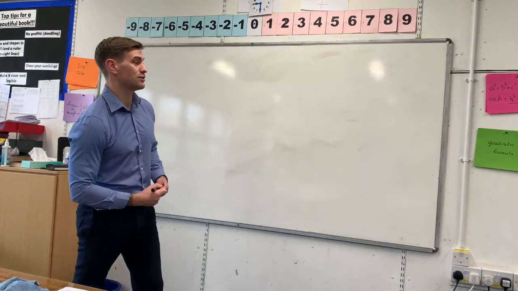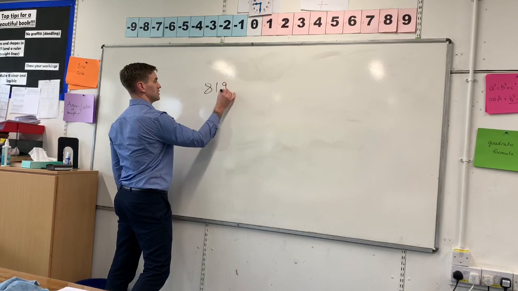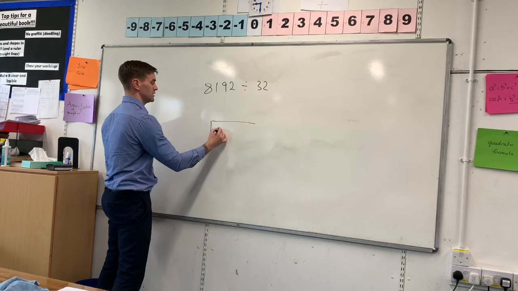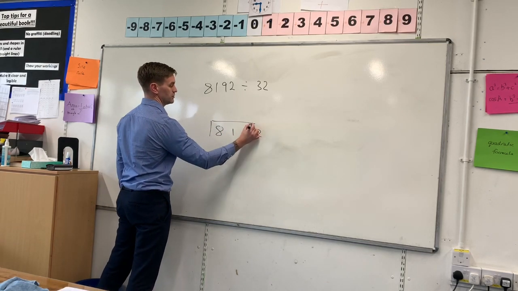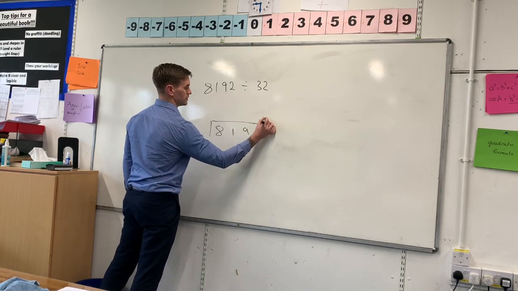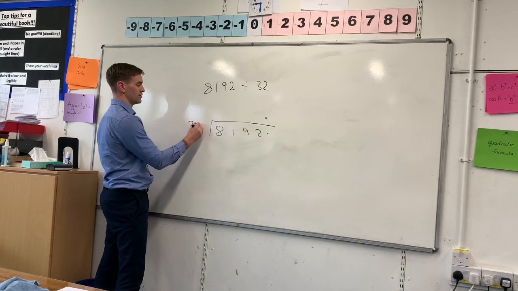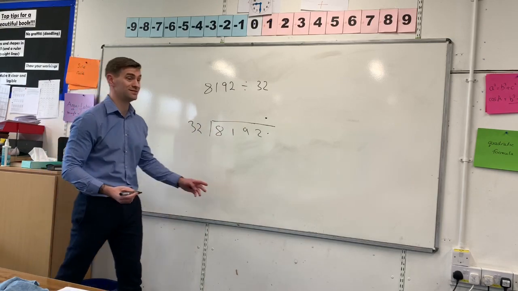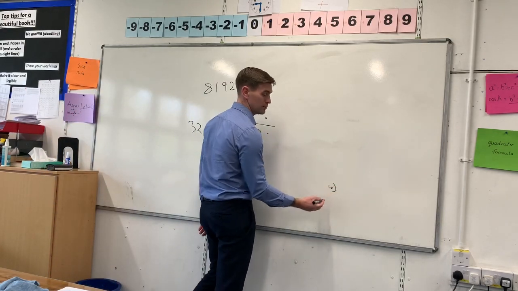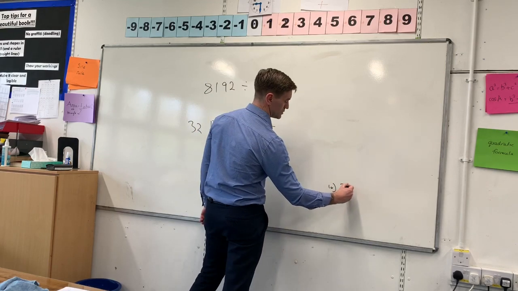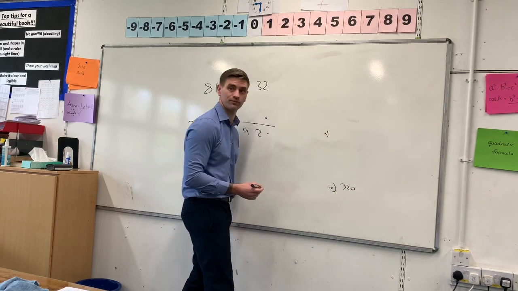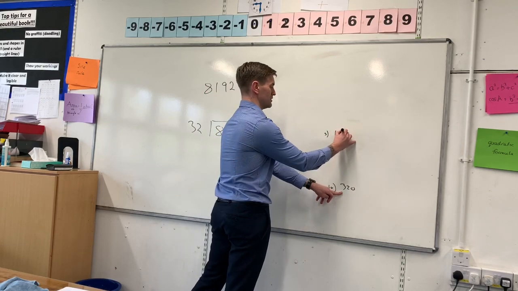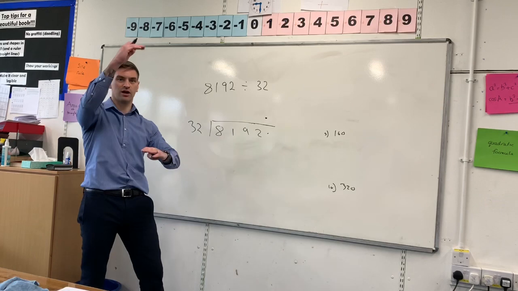Work out 8,192 divided by 32. So I'm going to use the bus stop method. 8192, decimal points in, and it's divided by 32. So as ever, I'm saying to write down the 32 times table first, up to 10. So the 10th one is going to be what? Nice one, 320. What's the 5th one going to be? It's going to be half of that, isn't it? 160. Okay, so that's two nice little points where I can check that I'm getting this right.